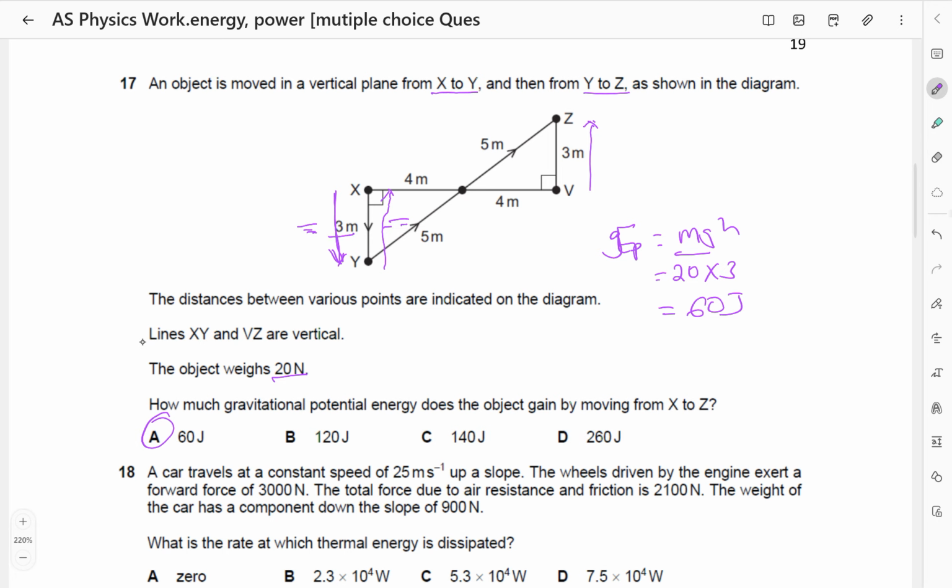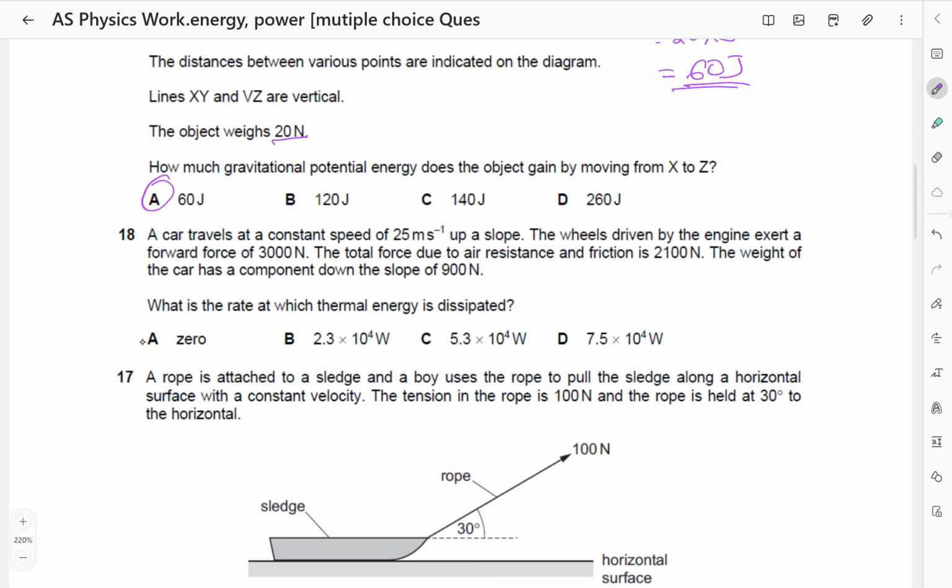Then it moves in the vertical again. When it is moving towards Z along Y up to this point here, the vertical height is still 3 meters. So it gains potential energy of 3 meters. So what was lost is cancelled out with what is gained. Then it continues from V to Z through a height of 3 meters. So that's why I'm saying we only consider the last part of its journey. So that means the potential energy is 60 joules.